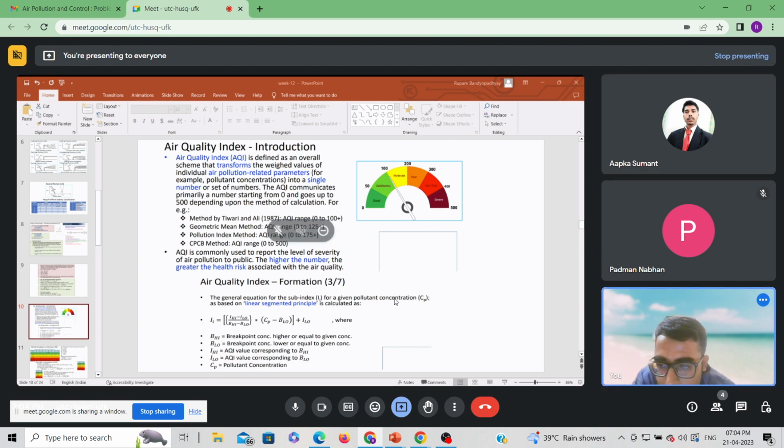Okay, so air quality index. If you want to calculate it, this is the equation. Here I_HI and I_LO are the air quality values corresponding to the breakpoint concentration. B_HI and B_LO are the breakpoint concentrations at higher or equal to, or lower or equal to, the given concentration. And C_P is the pollutant concentration that is given in the question. Using this, you can calculate the air quality index.